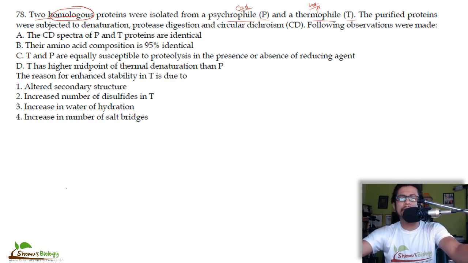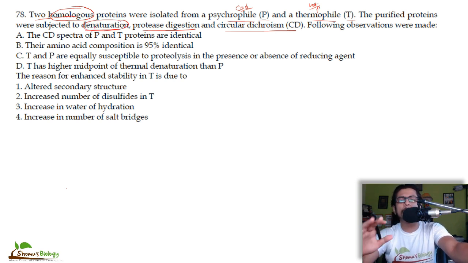Now you know the difference between the same homologous protein in two different conditions, in a very cold region as well as in a very hot region. Then we check that protein with the help of denaturation, protease digestion and circular dichroism. These are three separate techniques, and observations are made after using them. You also need to know what these techniques actually do in order to answer the question.